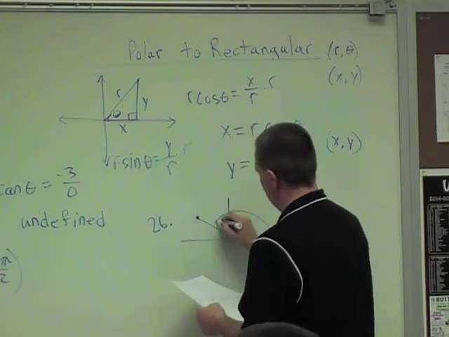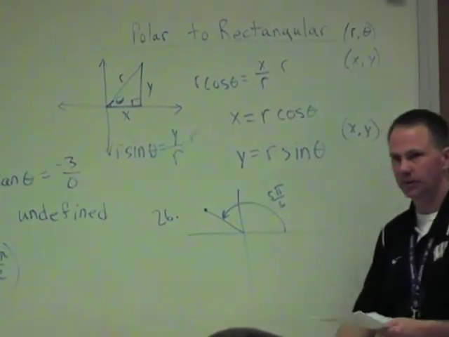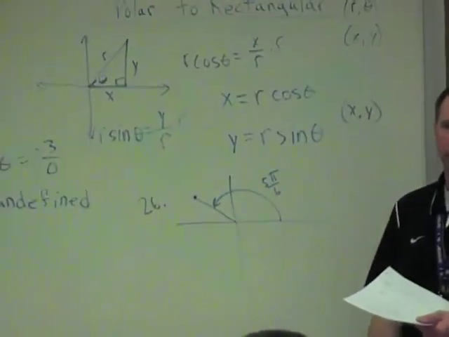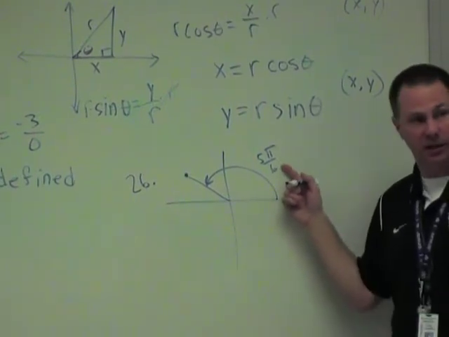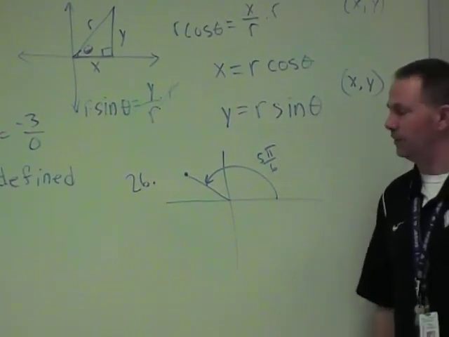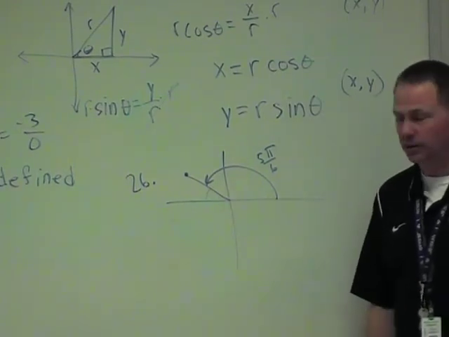This is 5 pi over 6, which is how many degrees? 5 over 6 is 30. 30 times 5 is 150 degrees. So this is a 30 degree reference angle here.